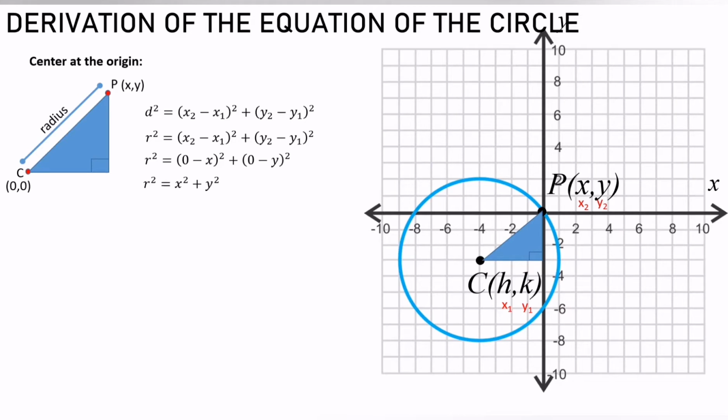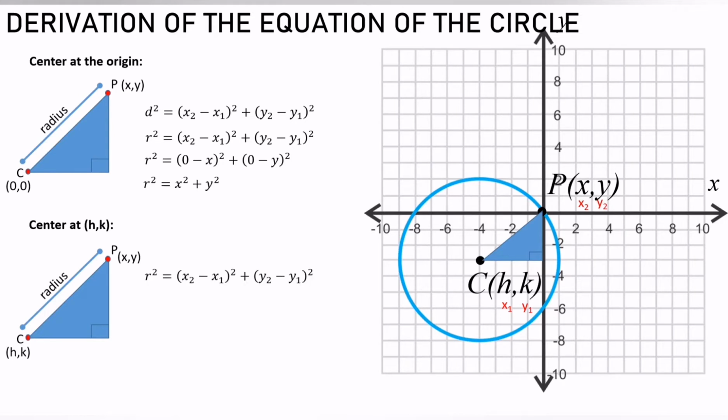If the center of the circle is at the origin, we have this formula: r squared is equal to x squared plus y squared. But if the center is no longer at the origin, we have the coordinates of the center as (h, k), and we also have our point that lies along the circle, (x, y). So our r squared is equal to (x sub 2 minus x sub 1) squared plus (y sub 2 minus y sub 1) squared.